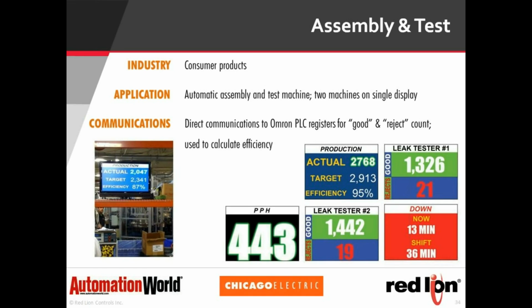The other thing you'll note here is this is actually related to 2 different testing fixtures. So the customer is able to keep the cost down of the Pro Display system by connecting it to 2 different machines. And we would toggle through these screens depending on which machine was running. The efficiency calculations were all done within the Red Lion unit. We were just pulling pure count information out of the PLC.